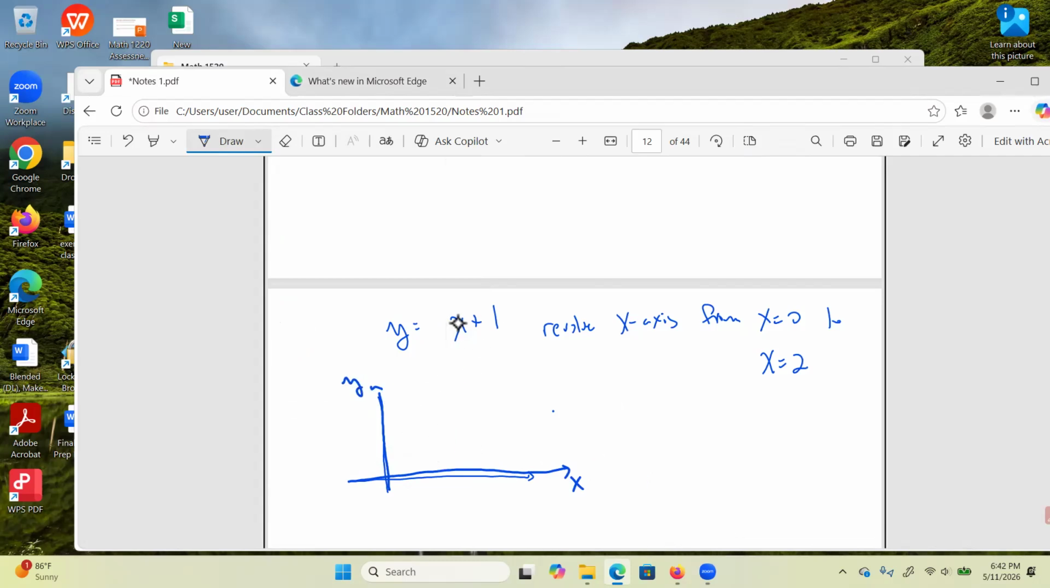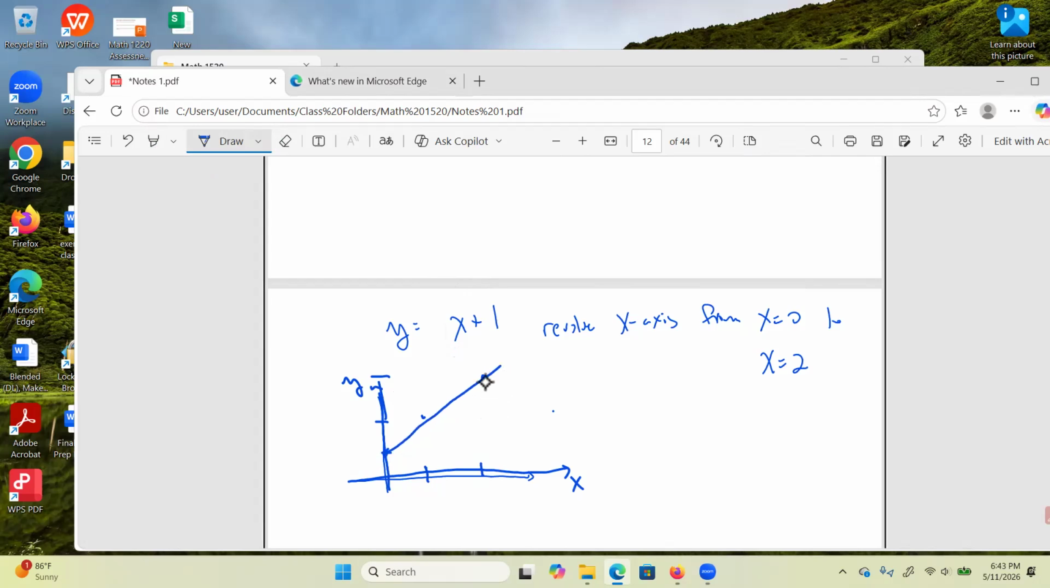When x equals 0, y is equal to 1. So here's my point. When x equals 1, we have 1 plus 1 is 2, so we can plug in 2 here. When x equals 2, we have 2 plus 1, which is equal to 3, so we're going to be up here. So really what we've got is this piece here. Pretend that's straight.